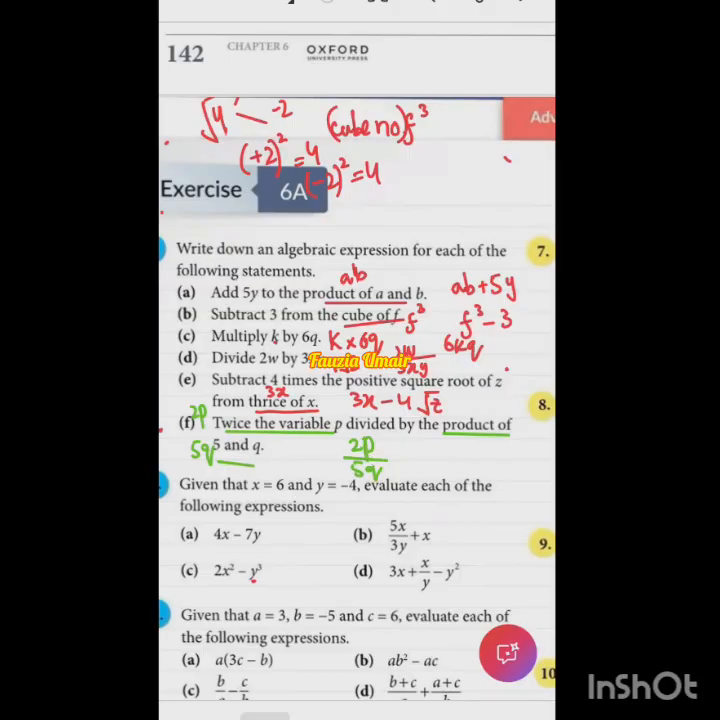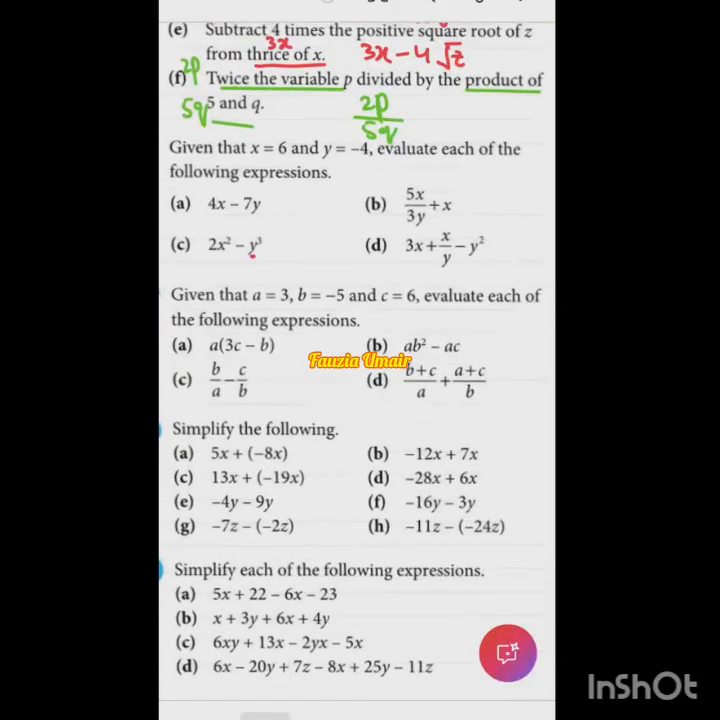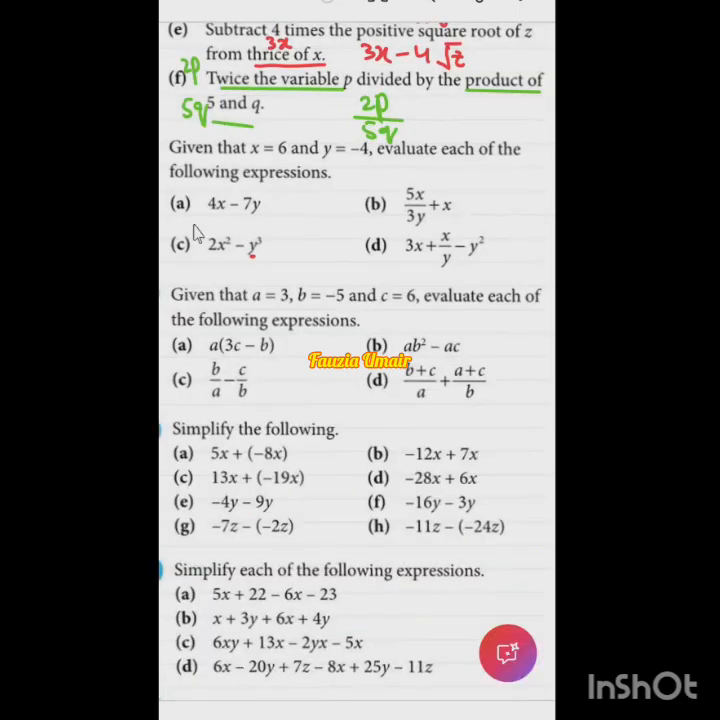Now let's move on to the next questions. These are questions of evaluation, right? First of all, 4x minus 7y. What is the first step of evaluation? We need to put the values of the variables in the expressions, right? So what is the operation between 4 and x? Multiplication. So 4 into 6, right? The first step is just this.